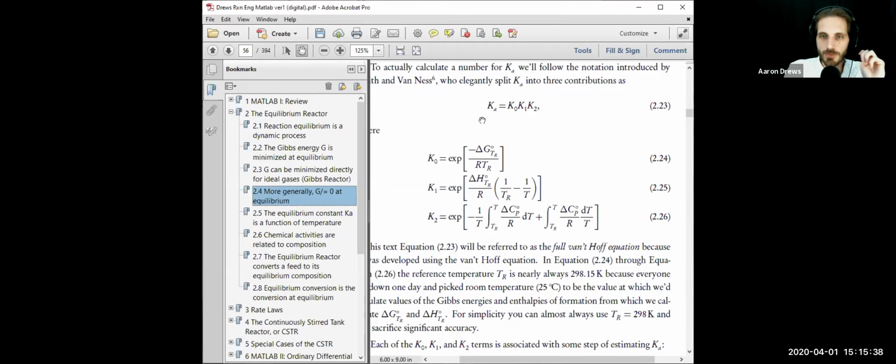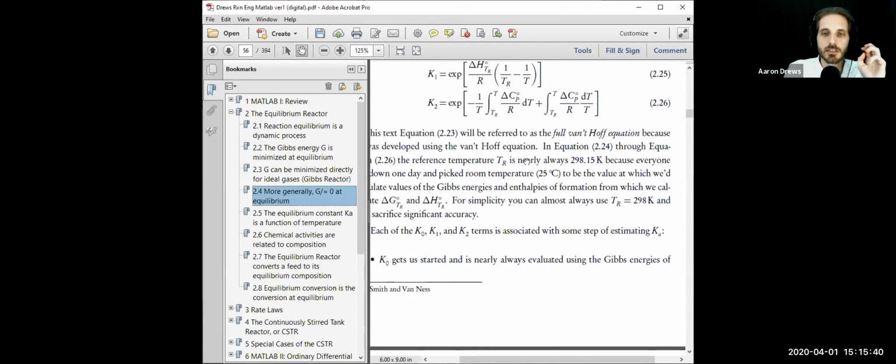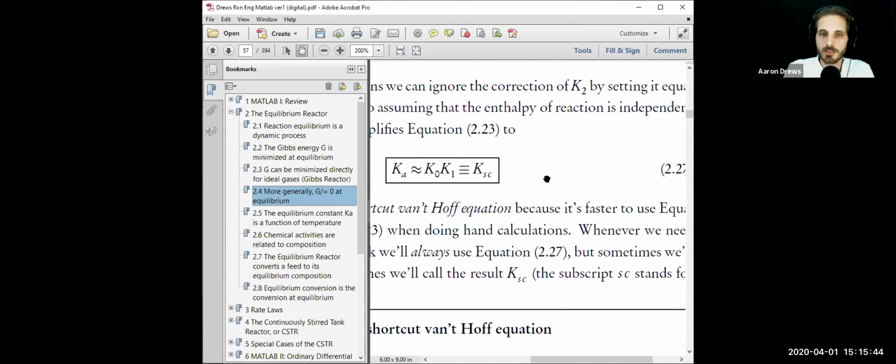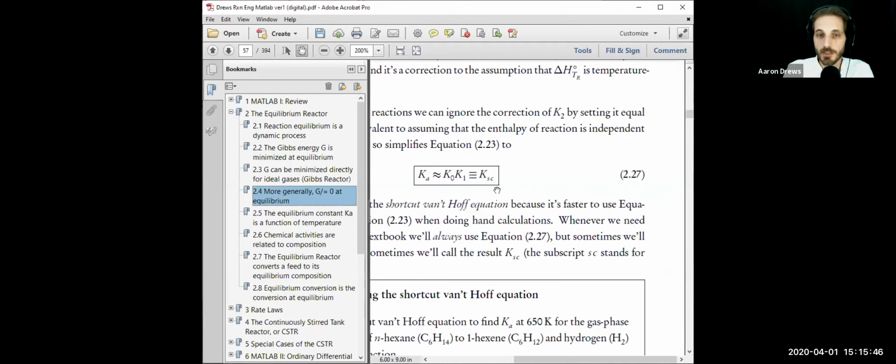2.23 is called the full Van't Hoff equation because it's got the K2 in it. Far, far more often, we're going to use this one, which is why it's boxed. This is what we call the shortcut Van't Hoff equation, which is K sub A without the K2. We just calculate K0 and we calculate K1. K0 and K1 are both defined above here. And this is what we're going to practice calculating for the rest of today. And then we may even look at tomorrow's lecture as well, calculating more KAs.